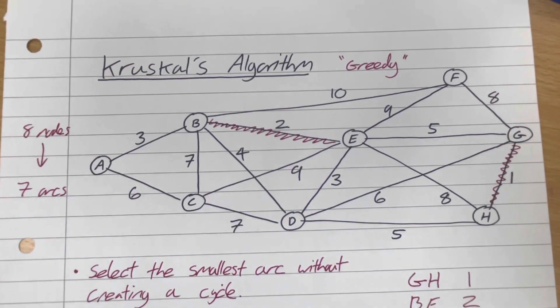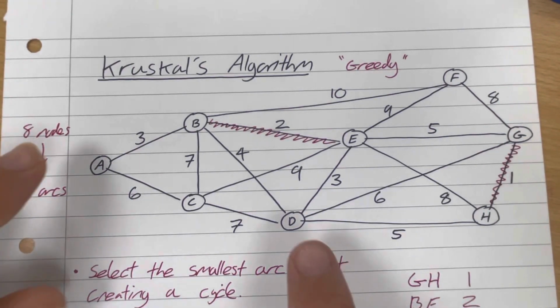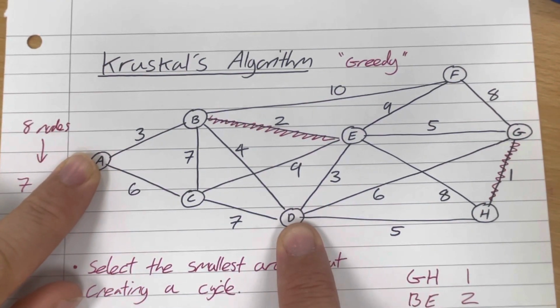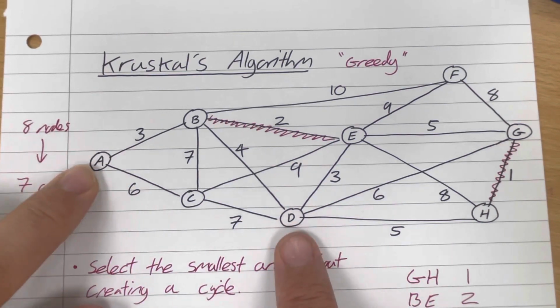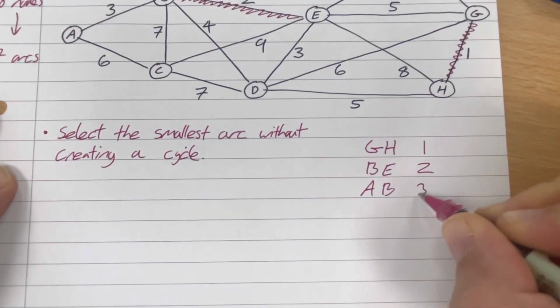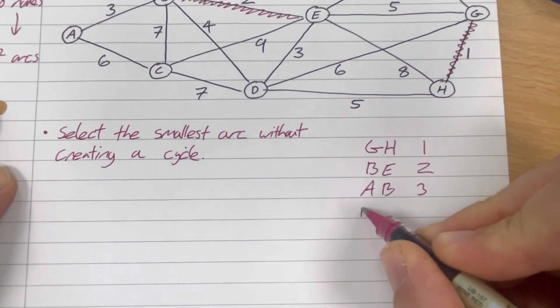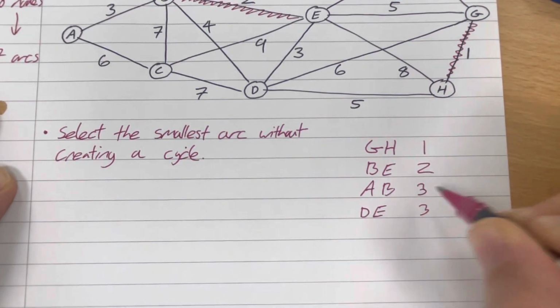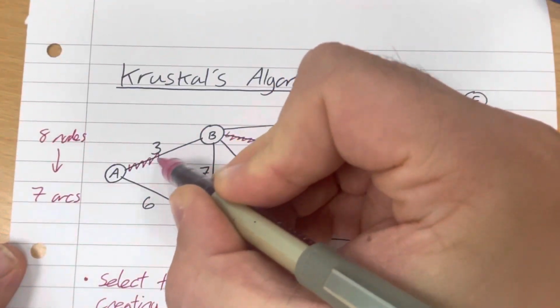There are no more 2s. Let's have a look at 3s. There are 2 3s, and you can choose them in either order. It doesn't actually matter. In this case, you'll just choose the other one next. So I'm going to choose AB first, just because it's alphabetical, and then I'm going to choose DE next. So now those 2 are part of my tree.